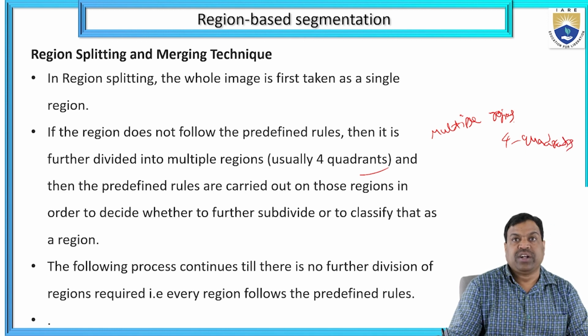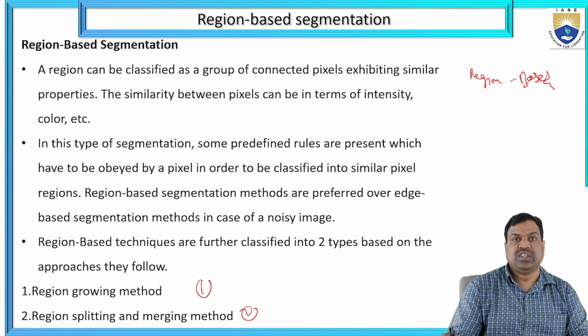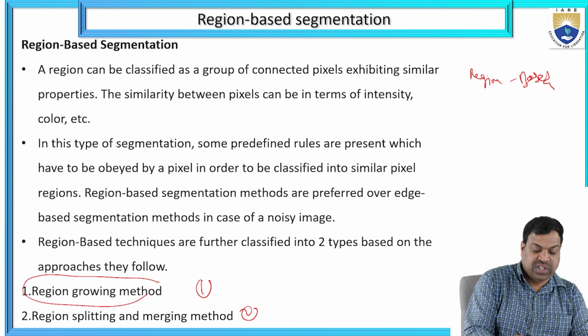And other predefined rules are carried out in the regions in order to decide whether they should be further subdivided and classified into regions. The process continues until no further division of regions is required, that is, every region follows the predefined rules. So region growing is the first type we have discussed.